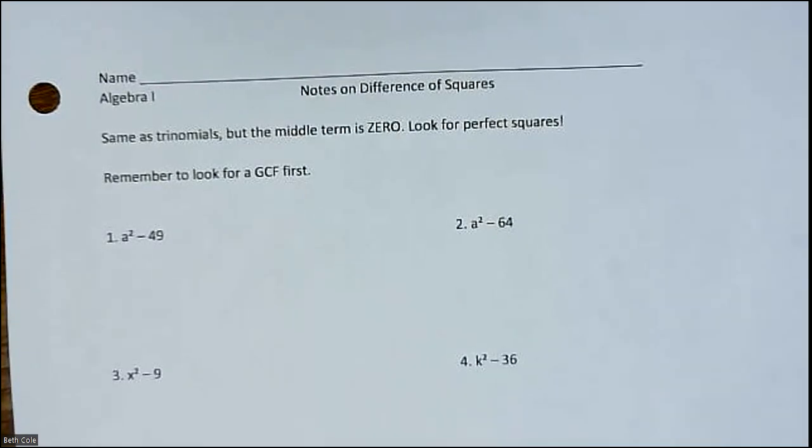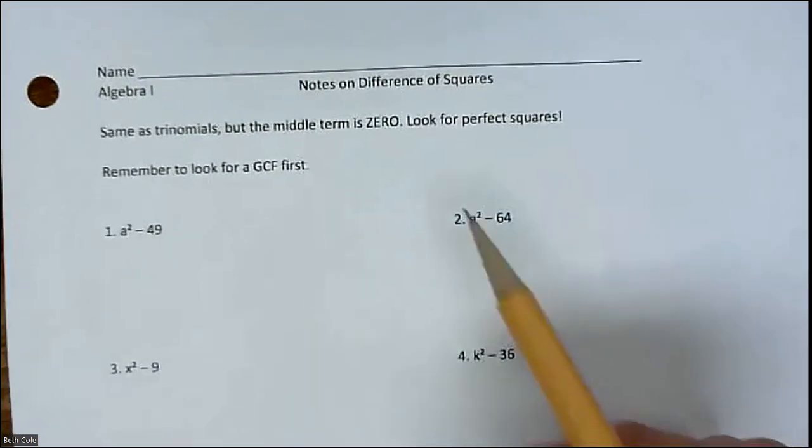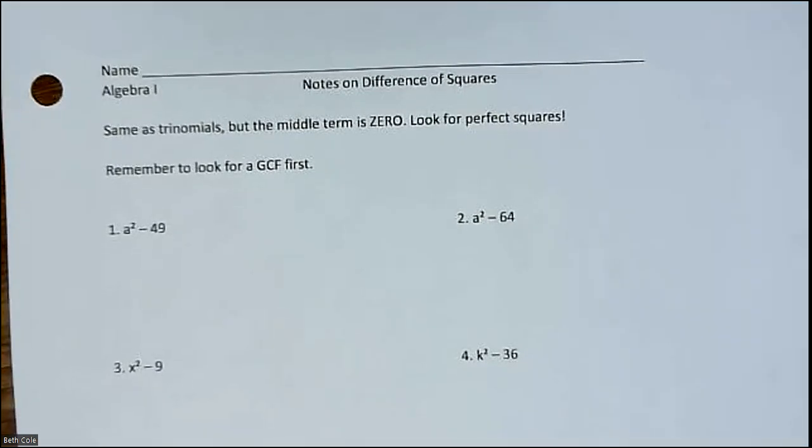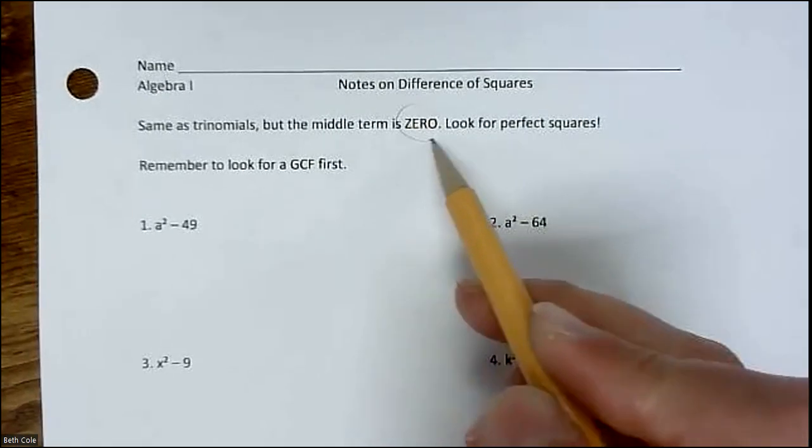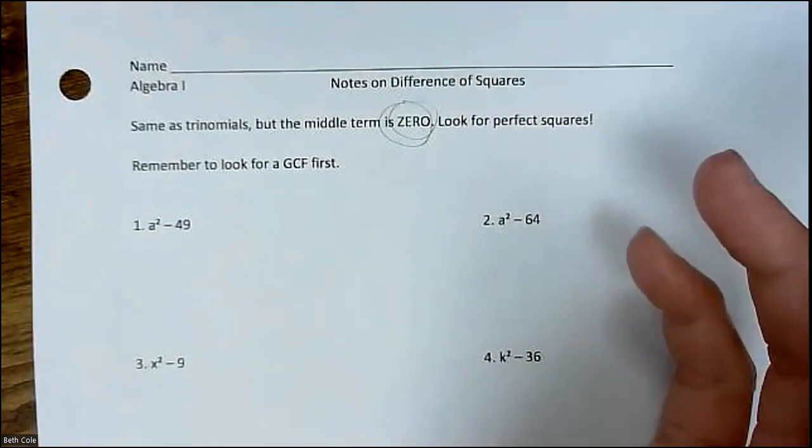So this last type of factoring we're going to do is called difference of squares. It is the exact same thing as the trinomials we were doing with the X box. The only difference is the middle term is 0. It's going to cancel out.